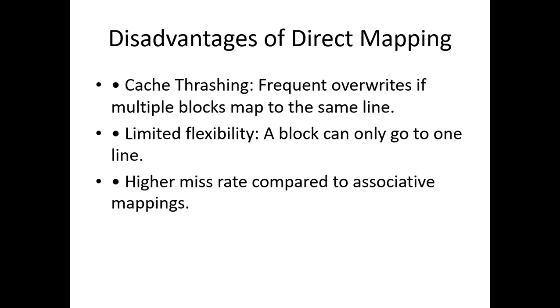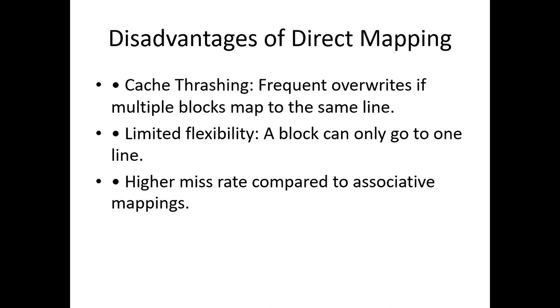Think of it like a small box with just one slot where you keep your keys. Now, if you have two different keychains and both must go into the same slot every time you swap keys, you must remove one to fit the other. So that back and forth creates inefficiency and delays, which is similar to cache thrashing in direct mapping.